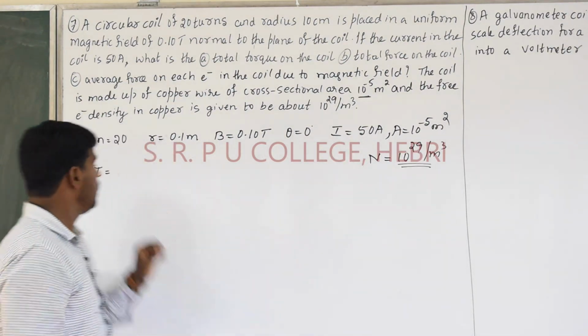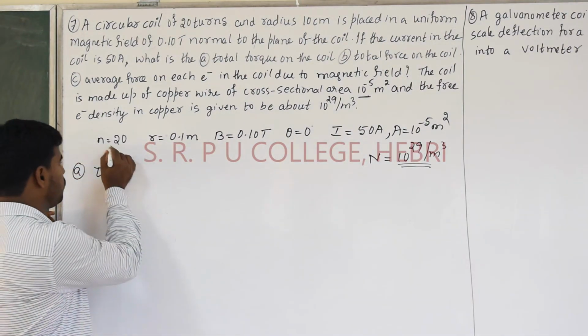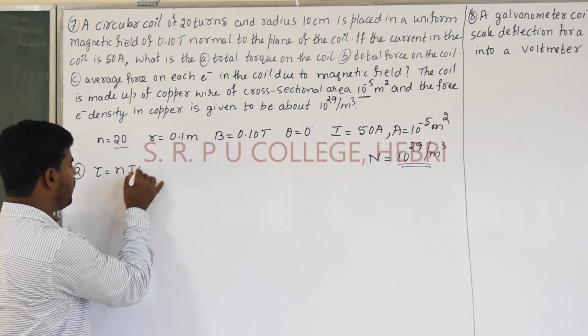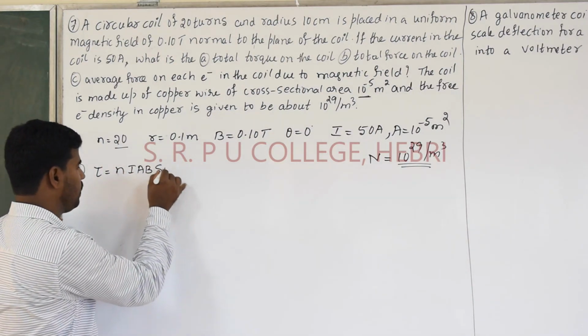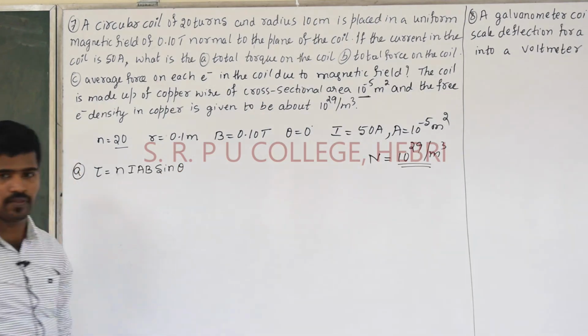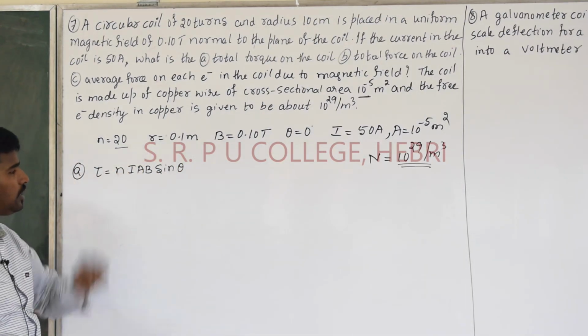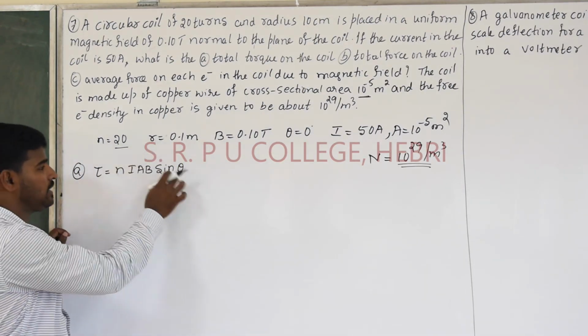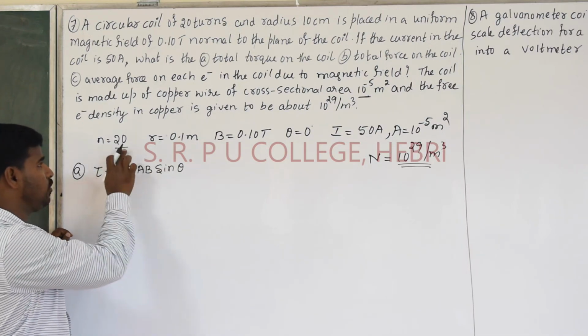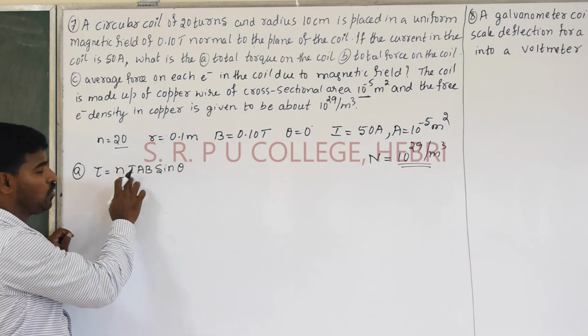Therefore, torque is equal to number of turns, that is N times of IAB sin theta. Total torque on the coil, the relation torque is equal to N IAB sin theta. Yes, N is equal to 20. What about I is equal to 50.